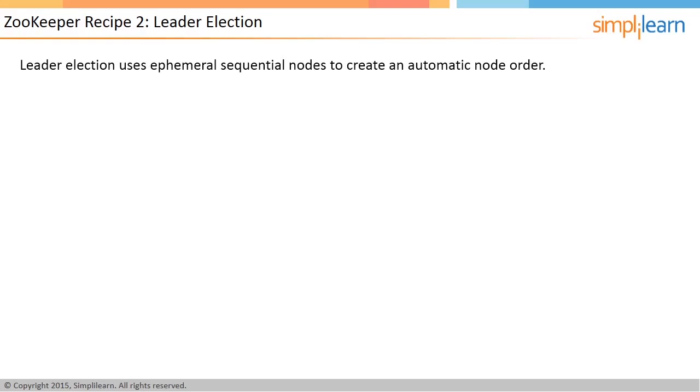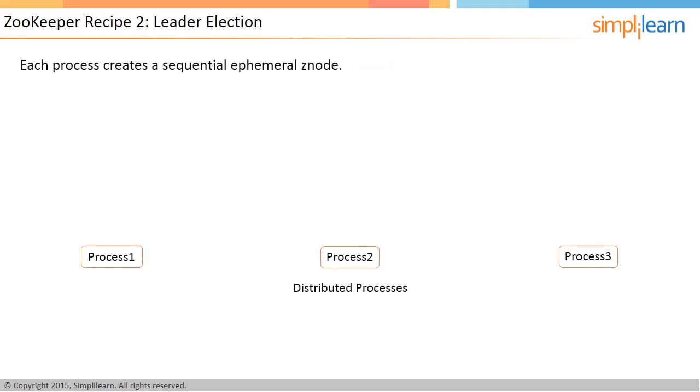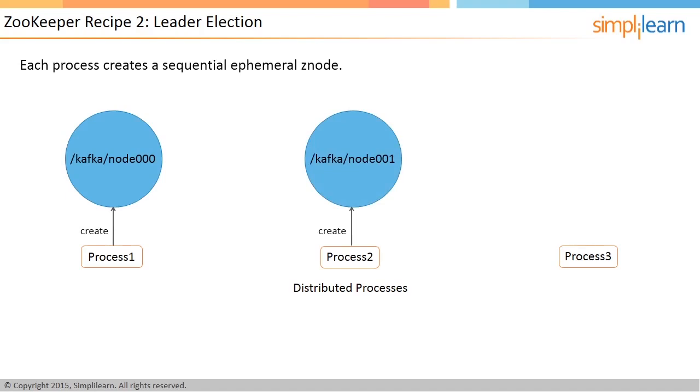The znode with the least sequential value is chosen as the leader. Process 2 and Process 3 in turn become followers. So Process 2 watches its immediate preceding sequence number /Kafka/node0. Likewise, Process 3 watches /Kafka/node1. To automatically reorder nodes, the sequential property of znodes is used.